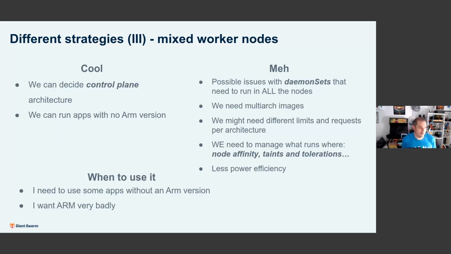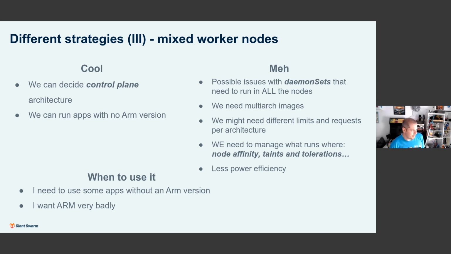What's good about this? We can decide if we want to run the control plane in ARM or in x86, and we can run apps with no ARM version. This is the most important, and I would say this is the only reason I would use this strategy: I need to use this specific application that won't run on ARM processors. This is what we have.